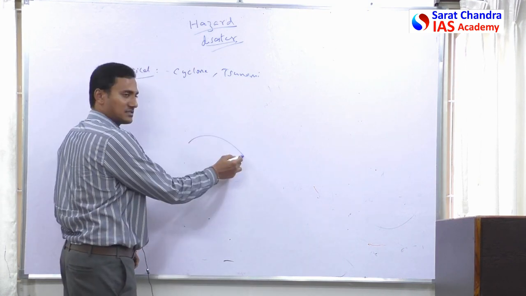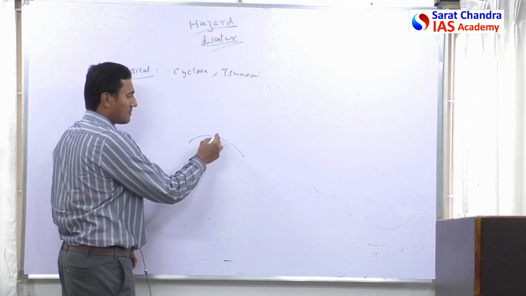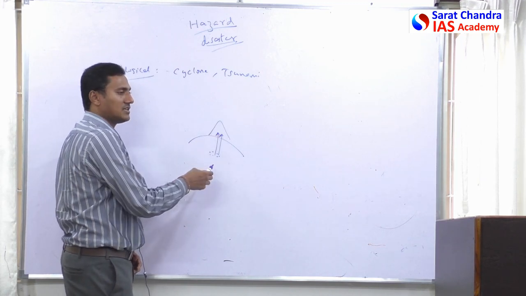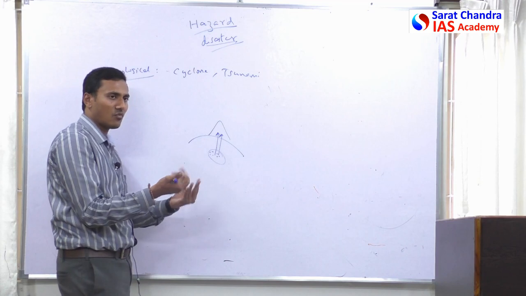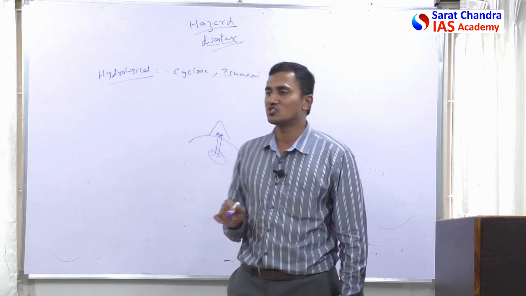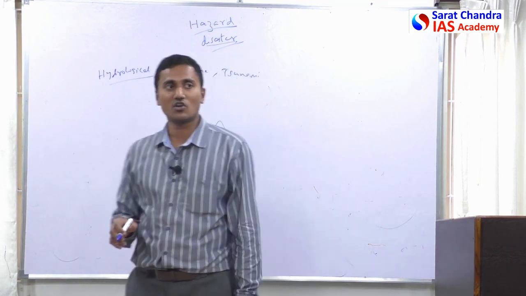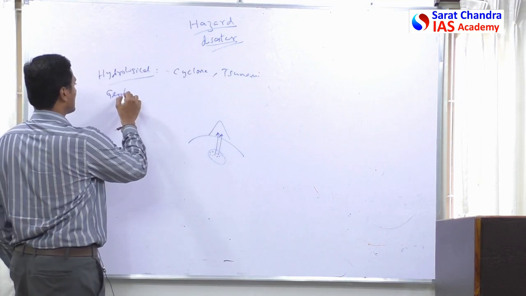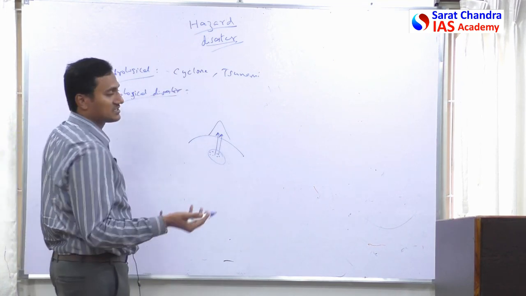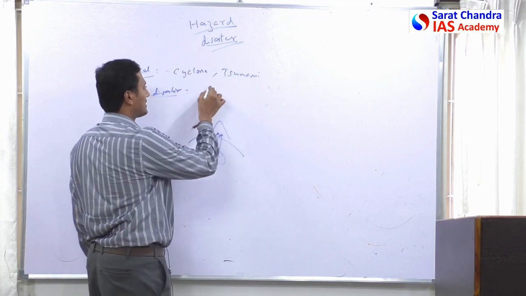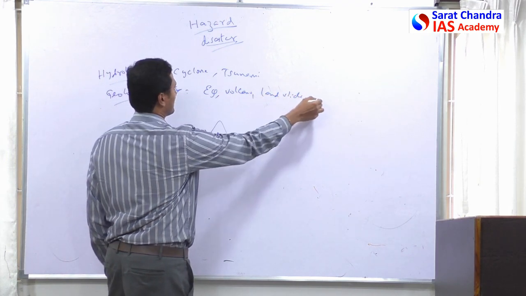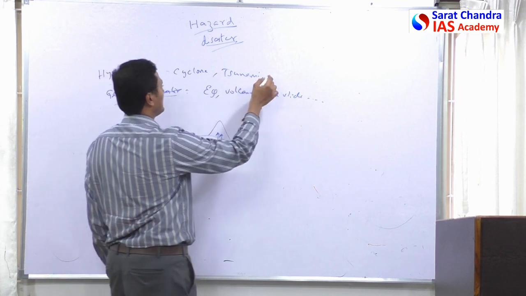Of course, from inside the earth magma is coming out through a vent. We call it a volcano, and it may be caused by the pressure created by the water vapor inside the earth. Even then, you do not call it hydrological. Volcano is a geological disaster. Geological hazard means land-based. Examples: earthquake, volcano, then landslide, like that.